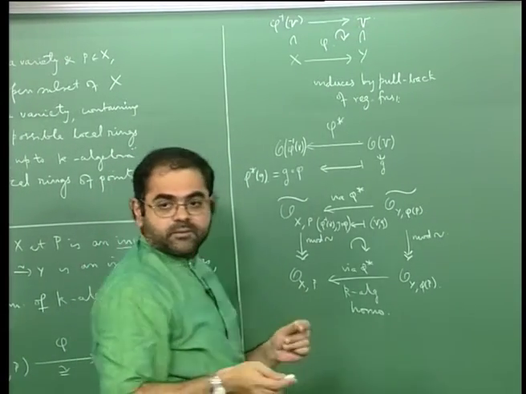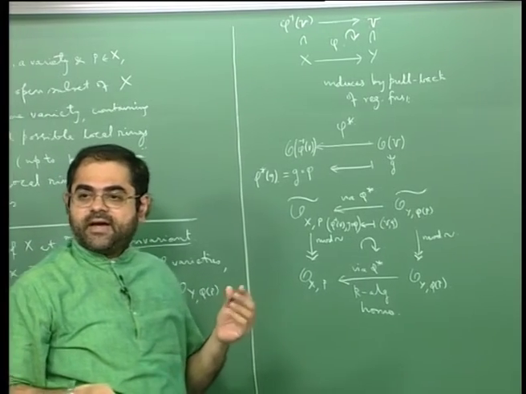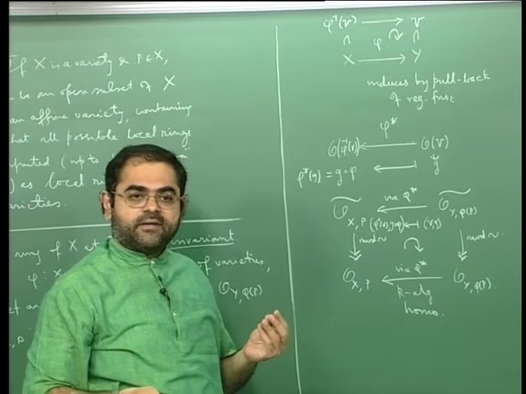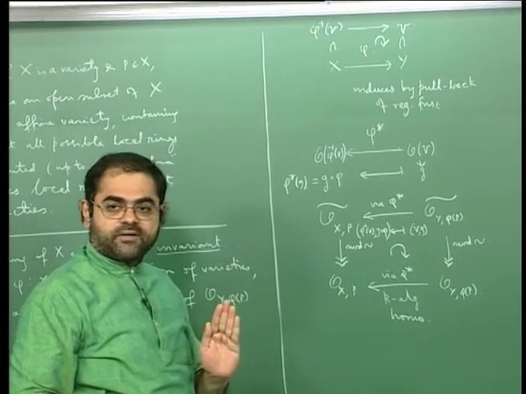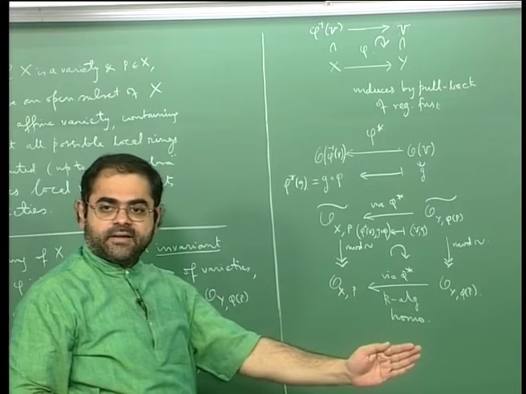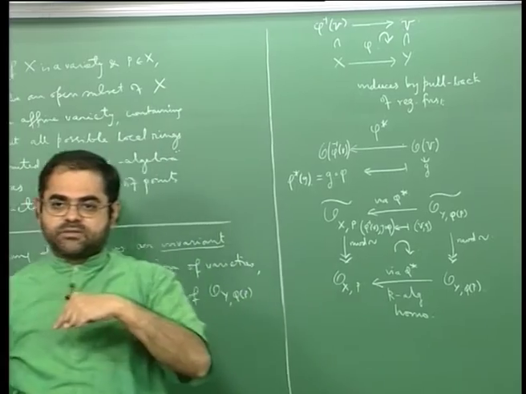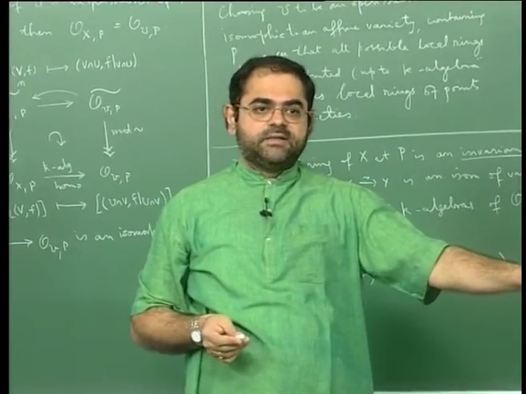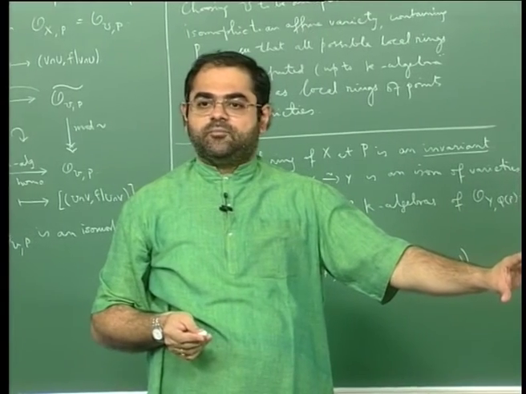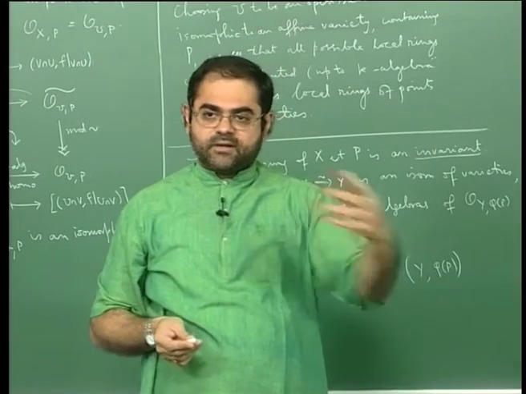You must think of this as an infinitesimal version of the following fact. Whenever you had a morphism from one affine variety to another affine variety, it induced a pullback from the regular functions on the target to the regular functions on the source.